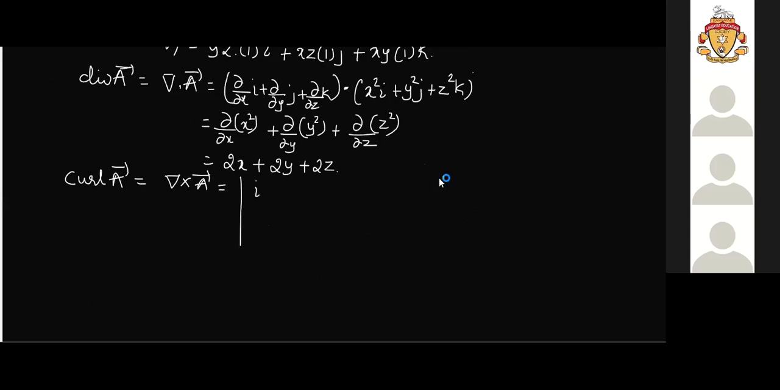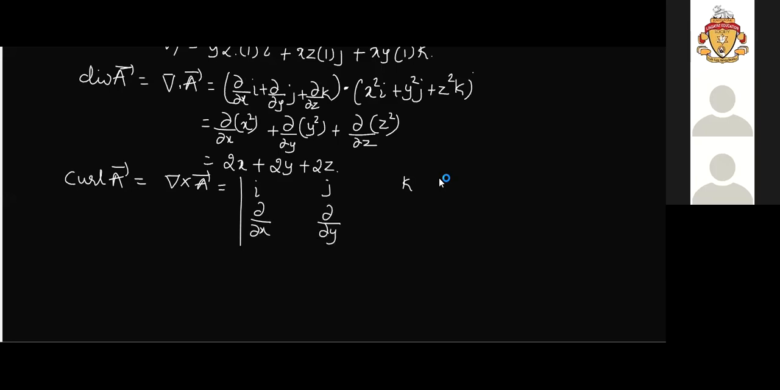Determinant. First row is fixed as i, j and k. Next, the i, j, k coefficients of the first vector, which is del. We should write dou by dou x, dou by dou y, dou by dou z. Now the last third row is for the i, j, k coefficients of A, which are x square, y square and z square.